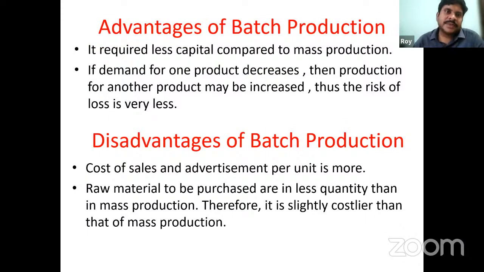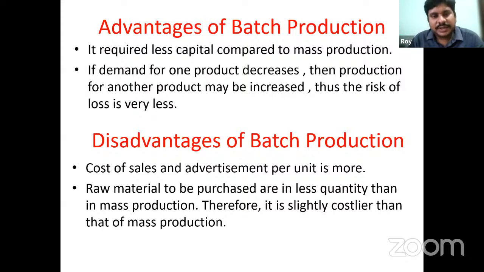What are the advantages? It requires less capital compared to mass production. That means the job shop requires less, and batch requires more than the job shop but less than mass production. Third, if demand for one product decreases, then production for another product may be increased. Thus the risk of loss is very less.